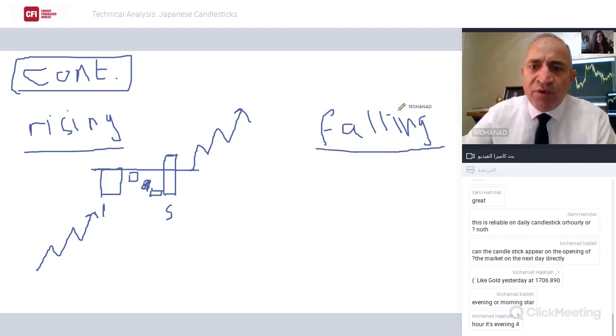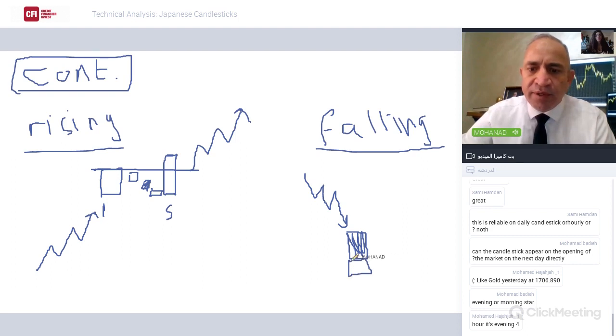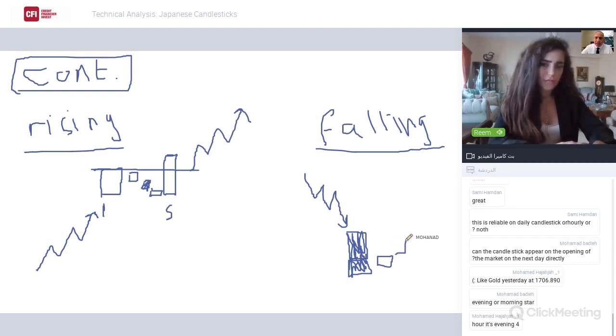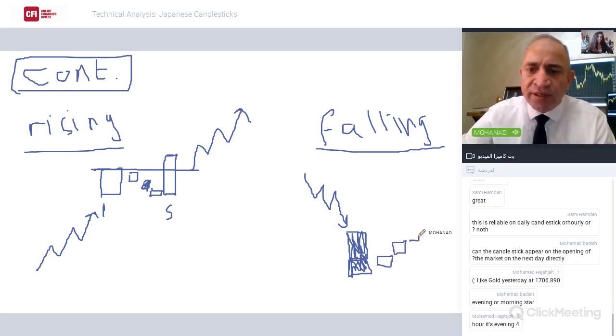The opposite, we have the falling three methods, moving in a downward trend. Then I have a black candlestick, a bearish candle at the end of a downward trend, or in the middle, as you were saying. Okay, a bearish candlestick followed by three small real body candlesticks, regardless of their color, and then one big candle. Perfect.